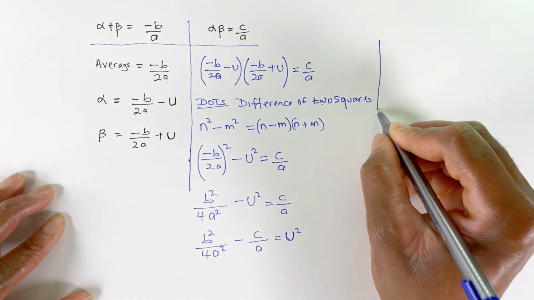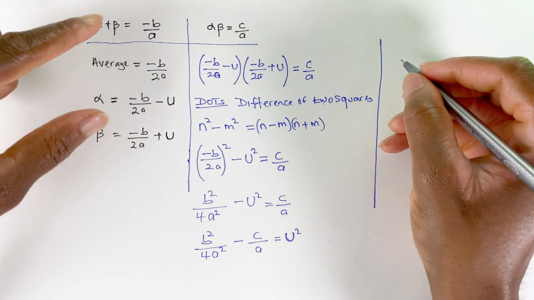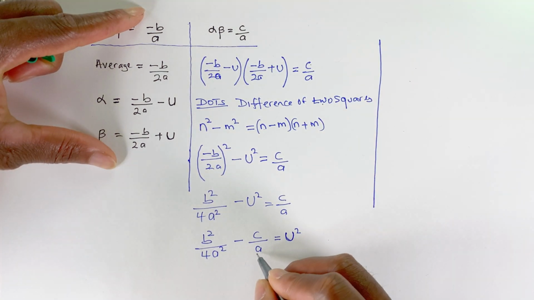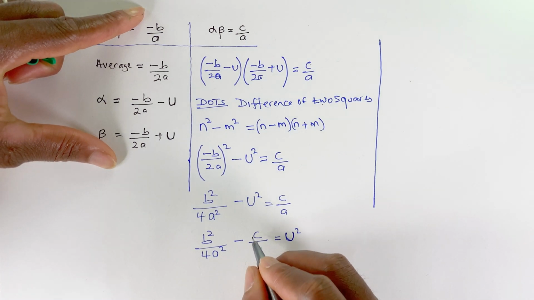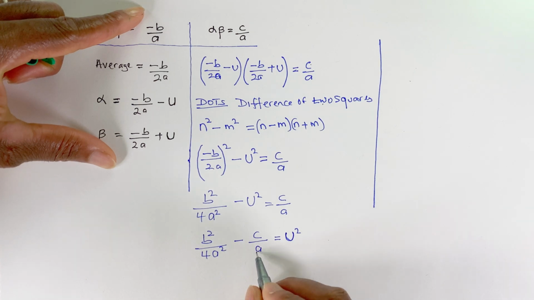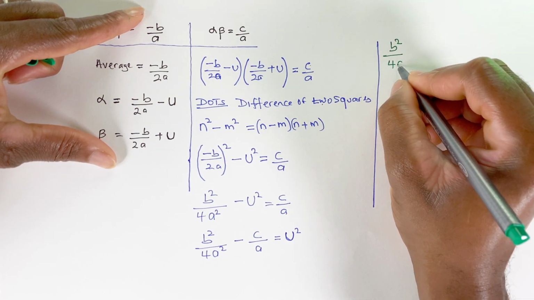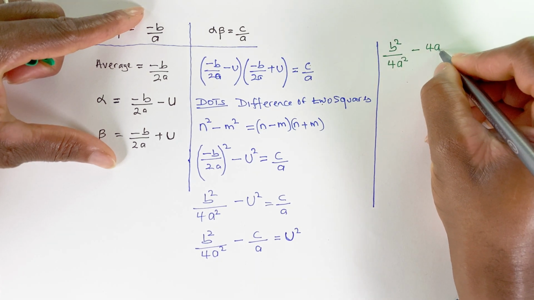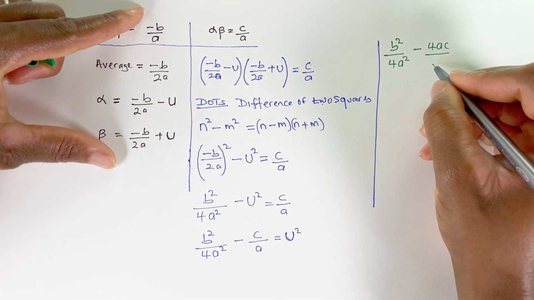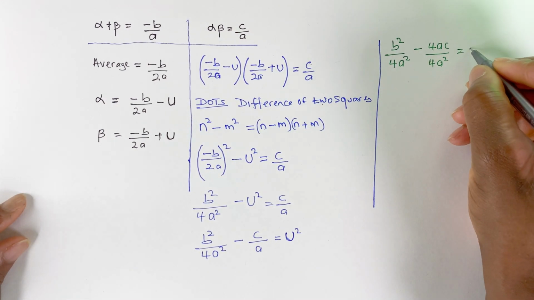And so the next thing I want to do is make the denominator the same denominator. That means I have to times that by 4a, because 4a times a is 4a squared. So I will get b squared over 4a squared minus 4ac over 4a squared, equals u squared.